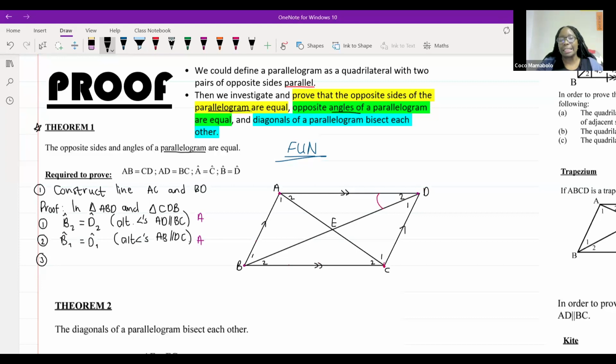I'll give you guys a hint. It's in the two triangles, the way we've mapped them out. ABD and CDB. Have a look. Is it? No, never mind.